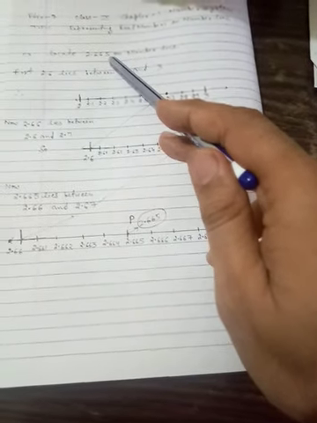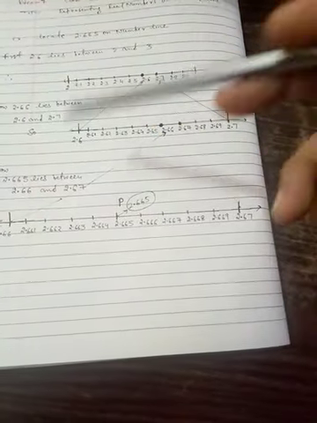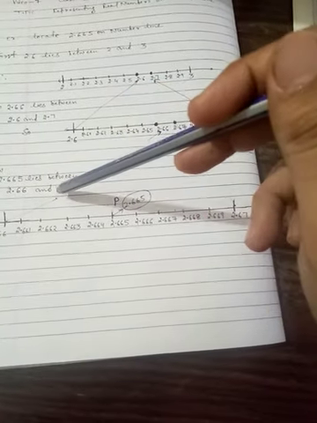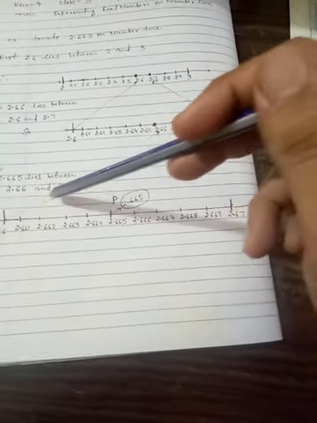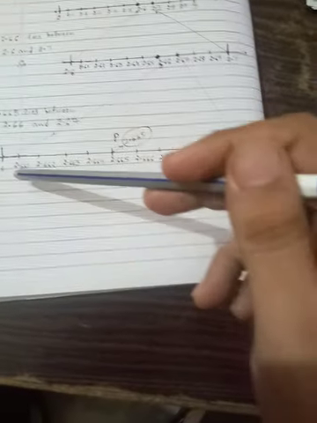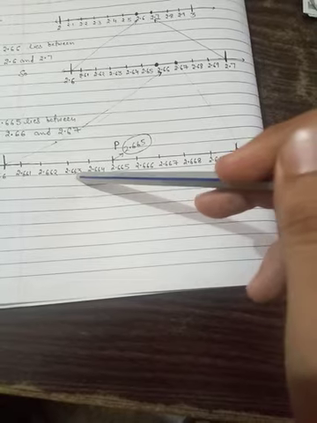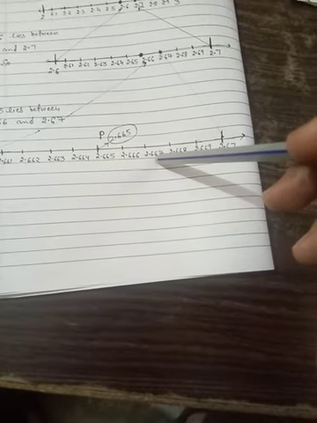Let's move on next place. This is 5. So we have to find 2.665, which will lie between 2.66 and 2.67. 2.665 is lying between 2.66 and 2.67. So on number line we are drawing 2.66 and 2.67, and between these two 2.661, 2.662, 2.663, 2.664, 2.665, 2.666, 2.667, 2.668, 2.669 real numbers are lying.